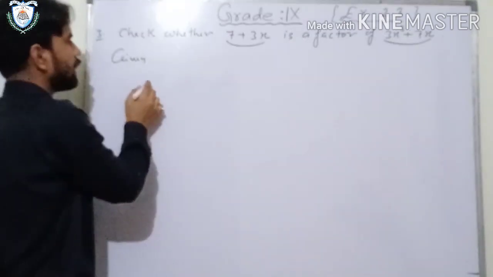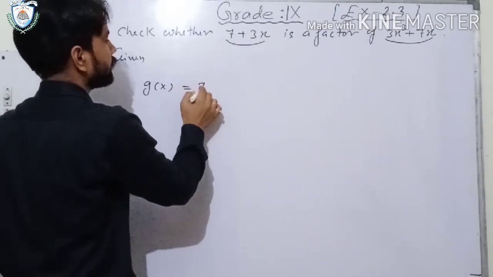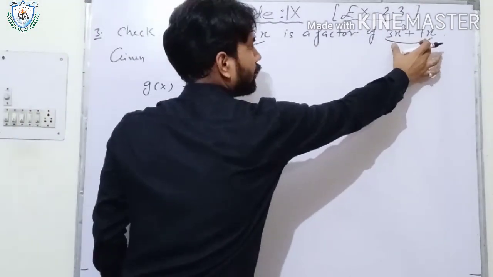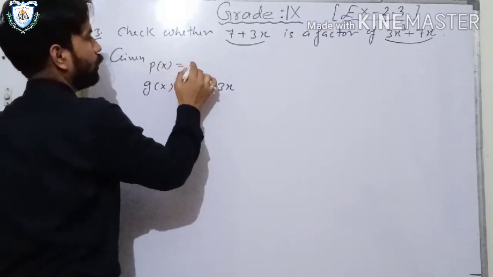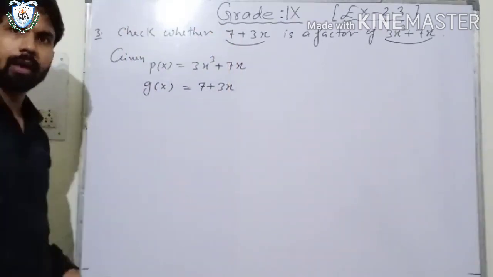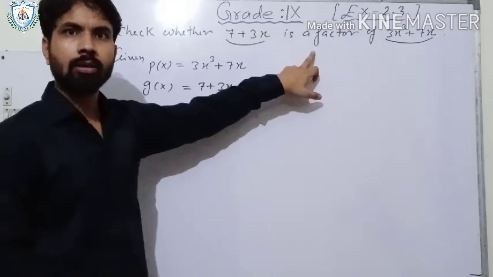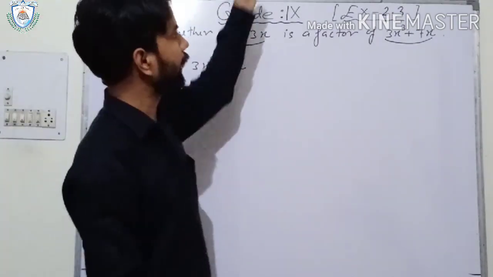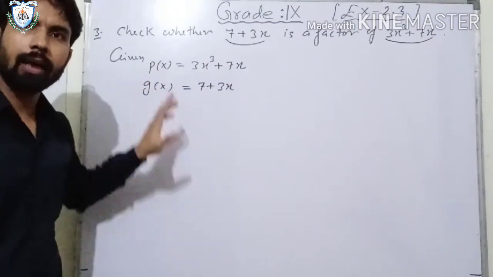So this is considered as g of x, that is 7 plus 3x, and this is a factor of this polynomial. So this is considered as p of x. P of x is 3x to the power 3 plus 7x. Understood? Again I am telling you, you have to check whether 7 plus 3x is a factor or not. So this polynomial is considered as g of x, and this polynomial is considered as p of x.